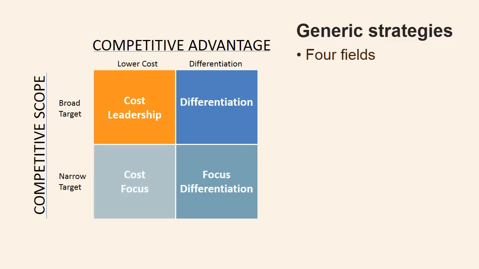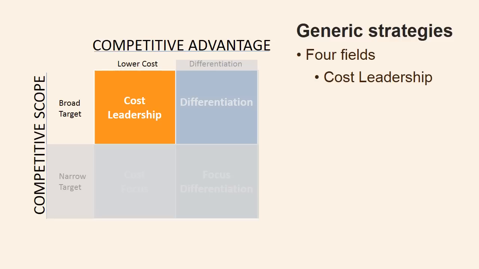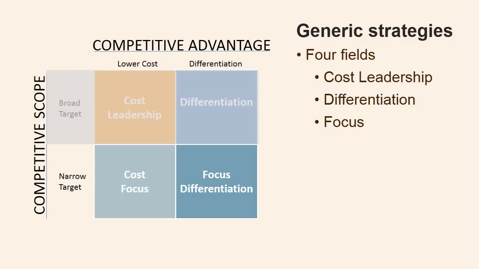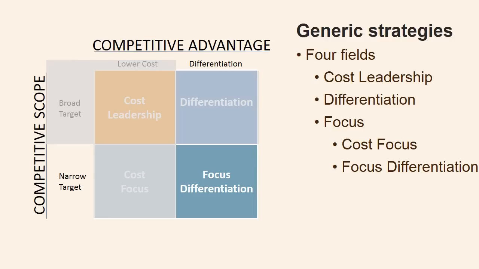The 2 times 2 subcategories divide the model into 4 fields. These are cost leadership, differentiation, 2 focus fields which are cost focus and focus differentiation. Each field is analyzed in the following sections.